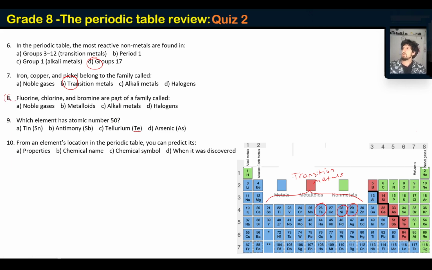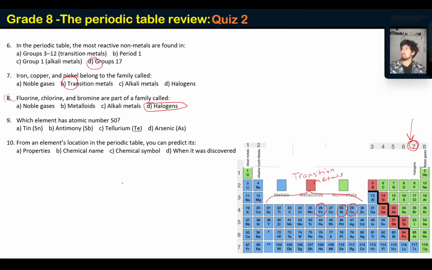Fluorine, chlorine, bromine are part of which family? Well, fluorine, chlorine, bromine, iodine, astatine. They're all part of the halogen family. They're right here, group 17. They're the most reactive nonmetals. Yes, they are the most reactive nonmetals. They are the halogen group. Over here is where they are.